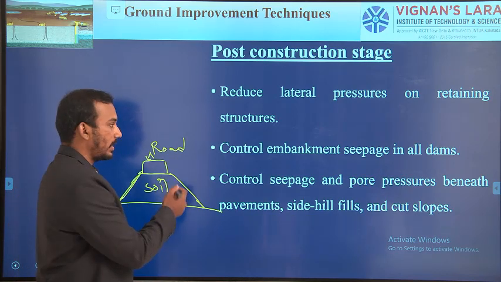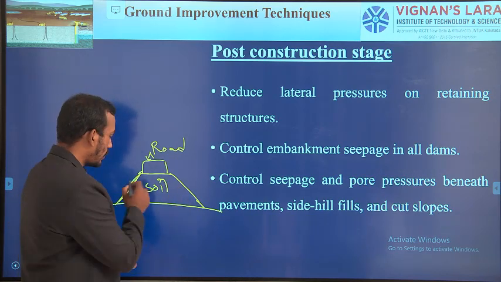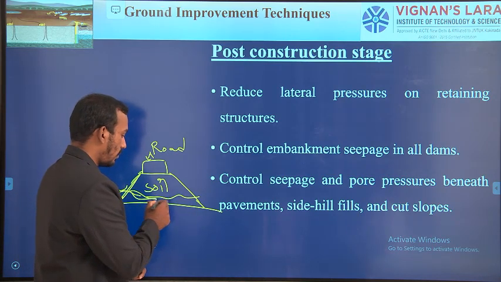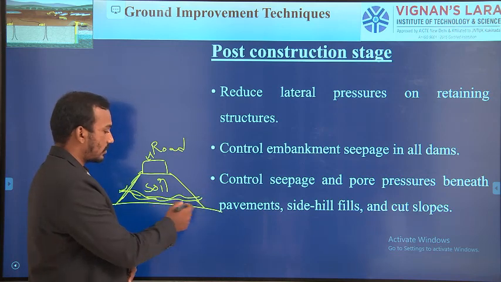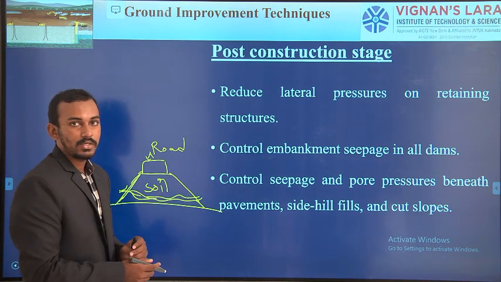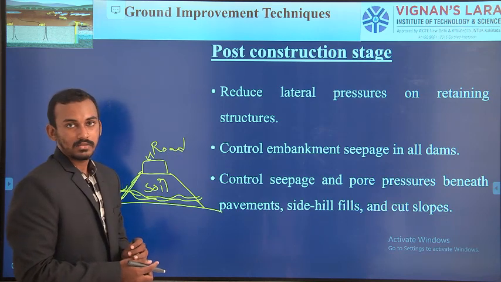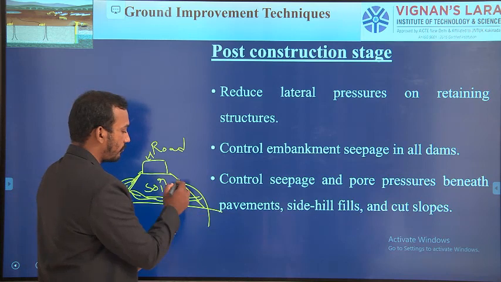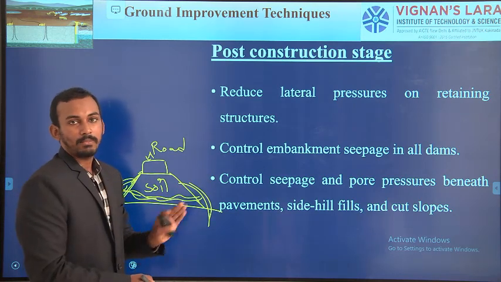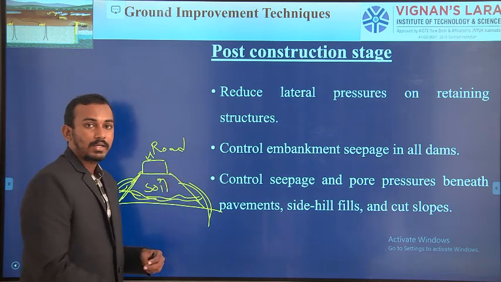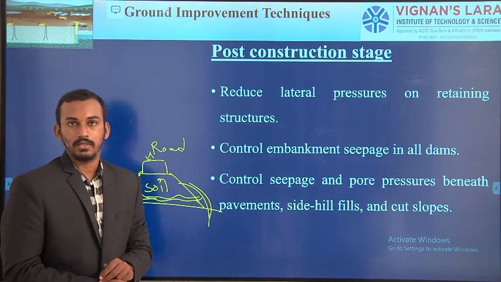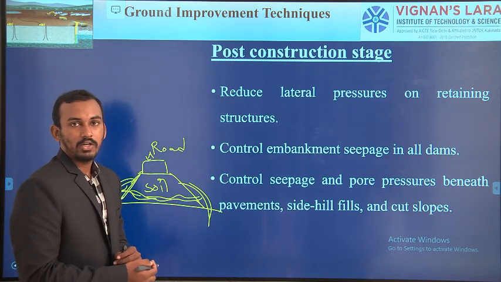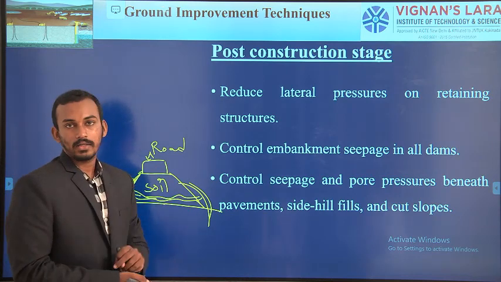Once there is any water content present in it, then seepage occurs. Seepage means the flow of water in the horizontal direction. Once there is seepage, there is a chance of piping action. Once piping action occurs, all the slopes of an embankment may fail. Once the slope of the embankment fails, immediately the road constructed over the embankment may also fail. In order to prevent this embankment seepage in all dams, what we are doing? We are using dewatering methods.